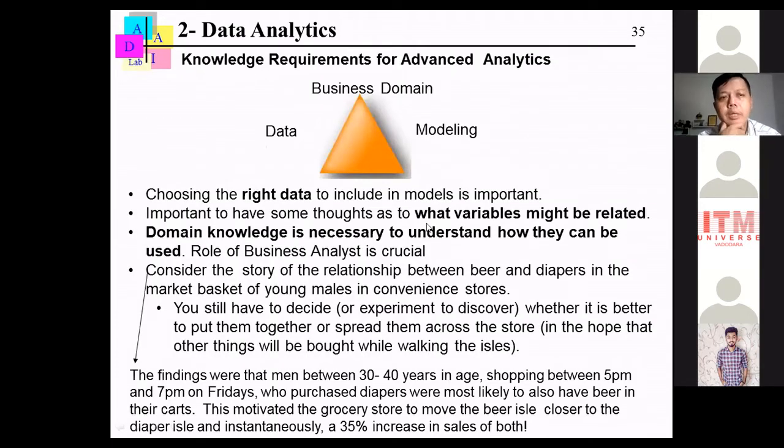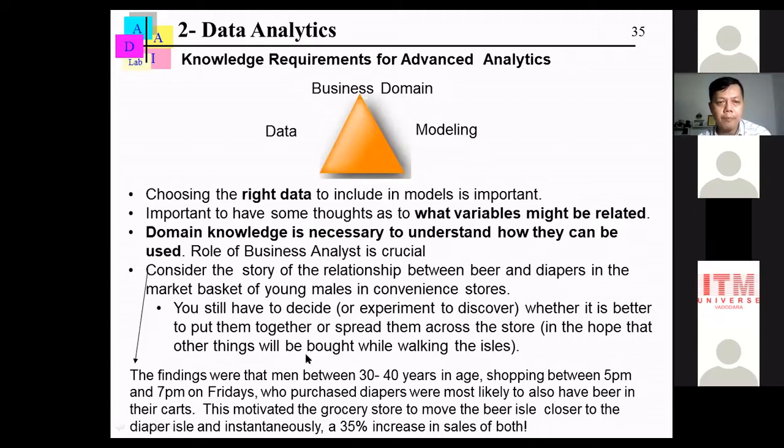How to explain the knowledge requirement for advanced analytics? We have business domain, data, and modeling. How to choose the right data to include in the model? It's important to have some tools to show what variables might be related, and domain knowledge is necessary to understand how they can be used. Those are the knowledge requirements for advanced analytics.